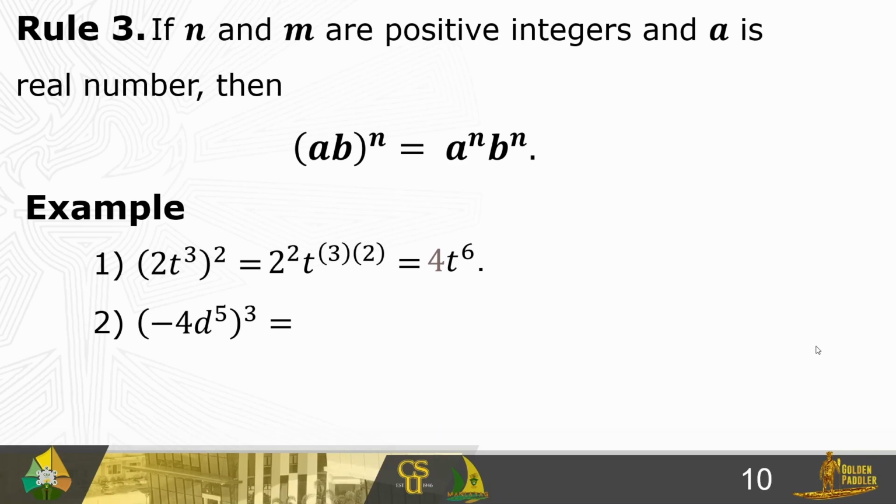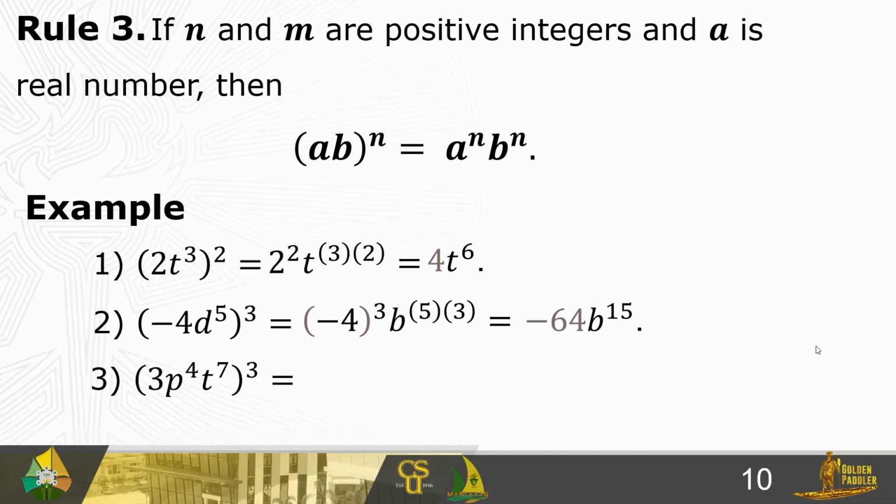Another example, the expression (-4b^5)^3 is just equal to negative 4 raised to the power of 3 times b raised to the power of 5 times 3. And negative 4 raised to the power of 3 is just, we are going to multiply negative 4 by itself 3 times. So we have negative 64b to the power of 15.